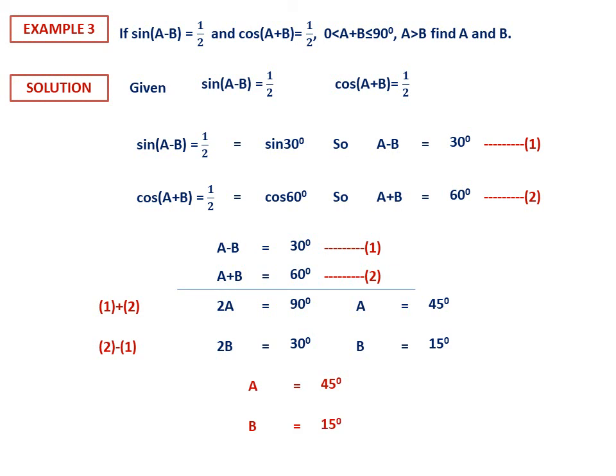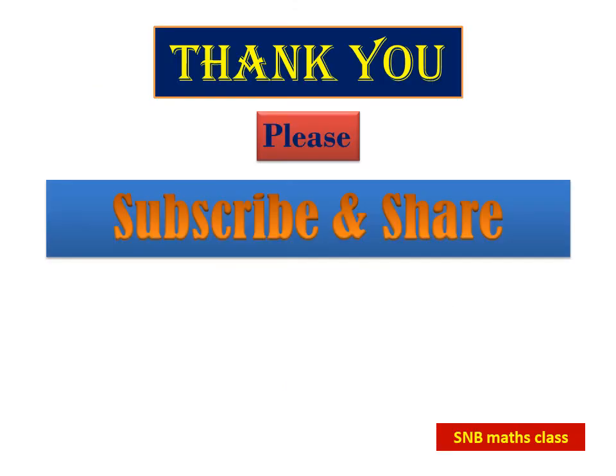You can also check now. For example, you see A plus B must be 60, 45 plus 15 is 60. A minus B must be 30. That is correct. So this is the last example actually. 3 illustrative examples we have taken, which are discussed in the textbook.